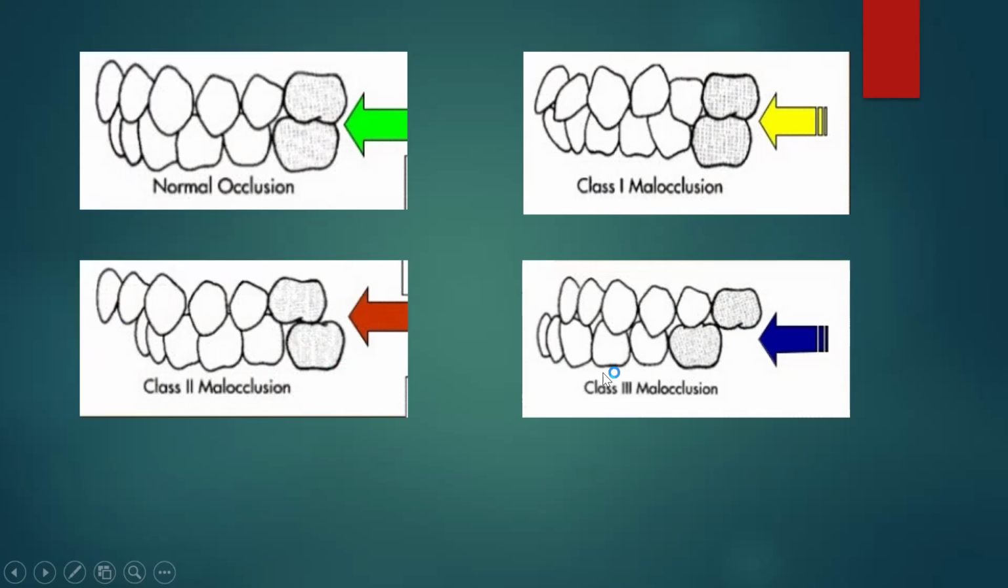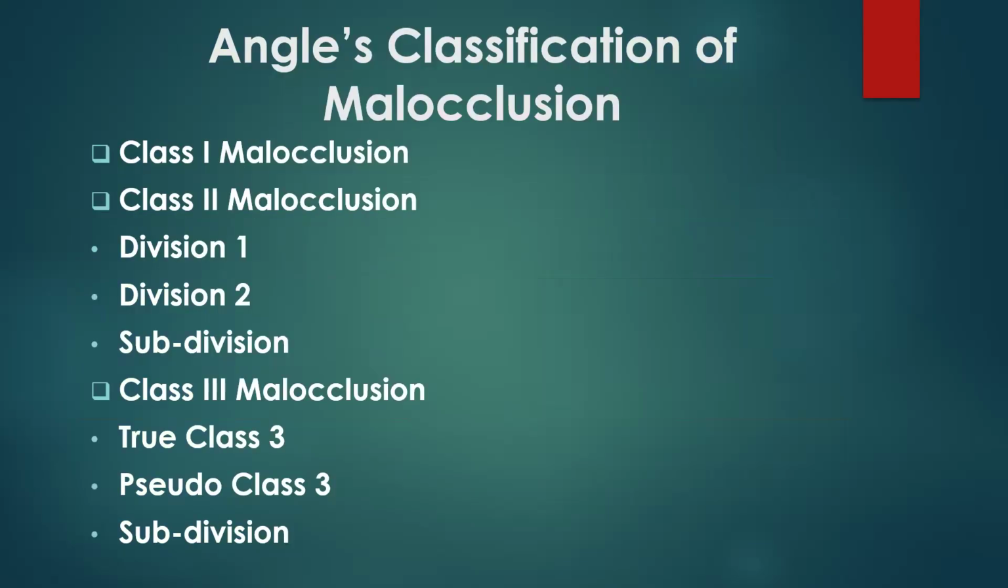This classification is the classification of occlusion according to Angle. It may be four: that is normal, class 1, class 2, and class 3. Whereas classification of malocclusion may be three, that is class 1, 2, and 3. Now the three of these in detail.